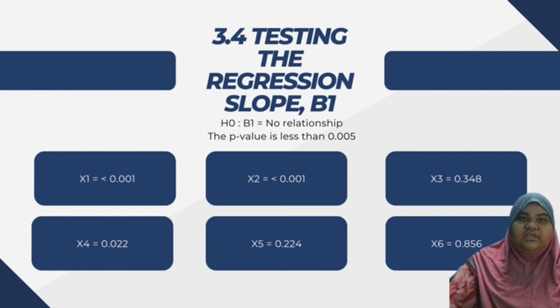As we can see, the null hypothesis for x1 and x2 was rejected. There is a significant relationship between the variable and y. For x3, x4, x5, and x6, it was accepted. There is no significant relationship between the variable and y.